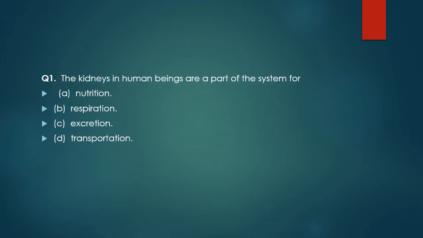The first question from chapter 6, NCERT exercise. The kidneys in human beings are a part of which system? Nutrition, respiration, excretion or transportation? Very simple answer, it's excretion.